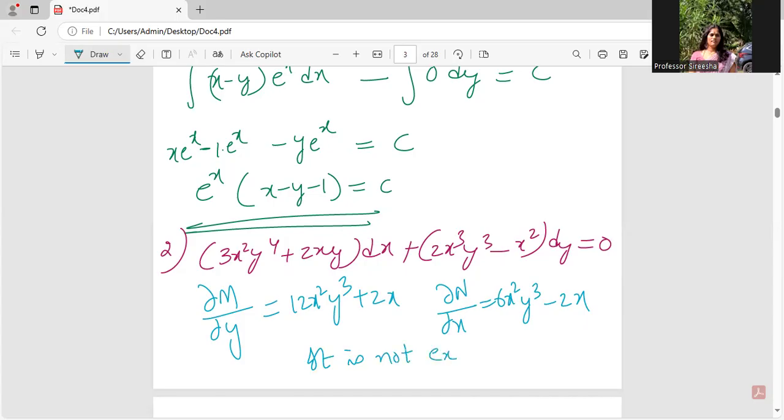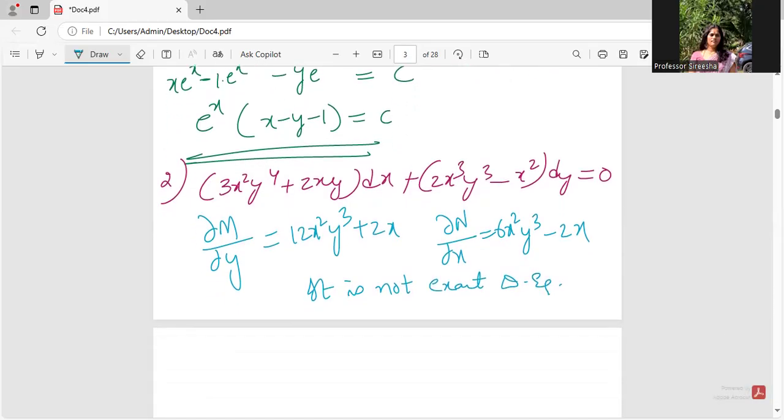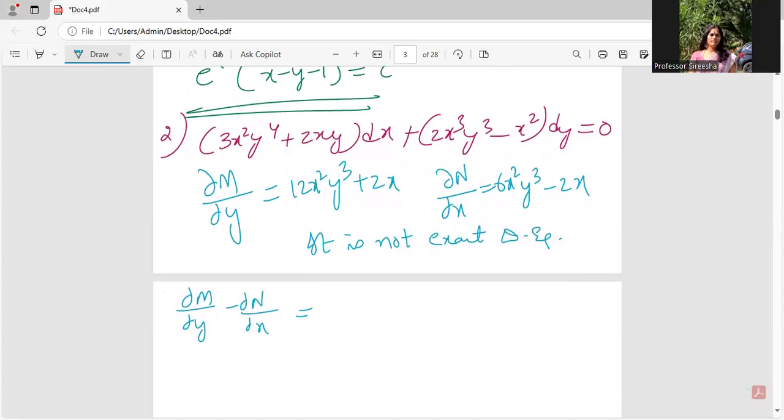It's not an exact differential equation. So immediately I'll be checking for integrating factors to make it exact. Since the first two criteria are not satisfied, I go with ∂M/∂y − ∂N/∂x. Let's see what happens. If it doesn't work this way, I'll go with the reverse way. So 12x²y³ + 2x − 6x²y³ + 2x. Minus of minus would be plus, right?